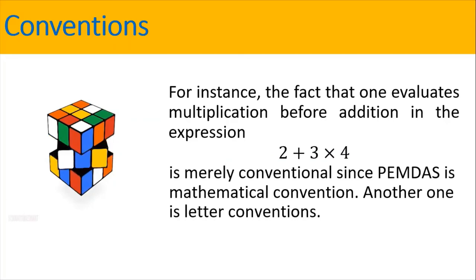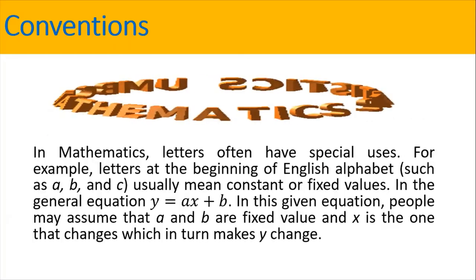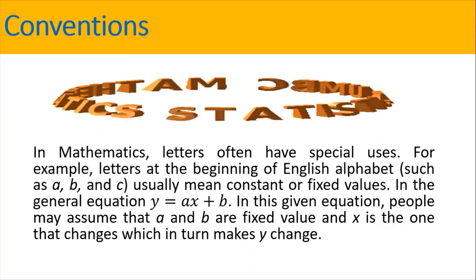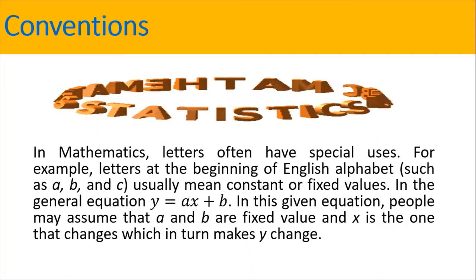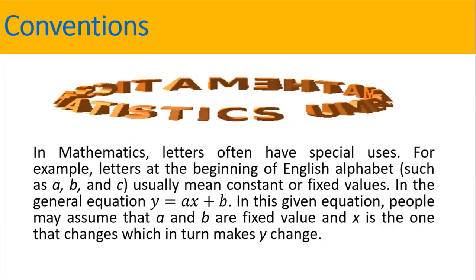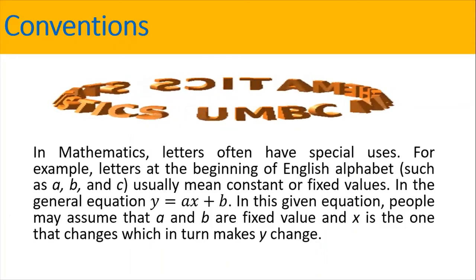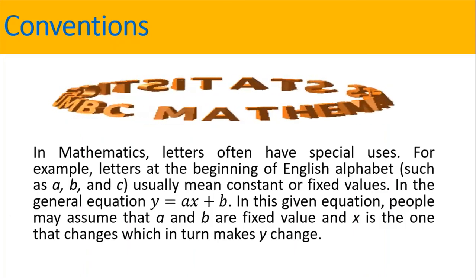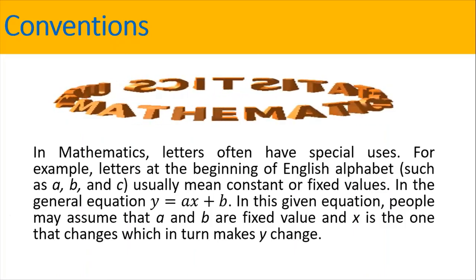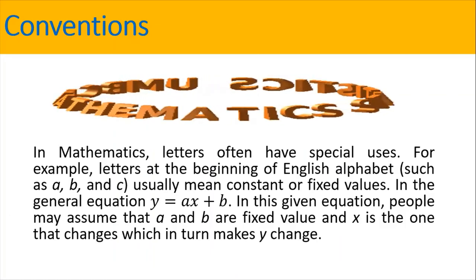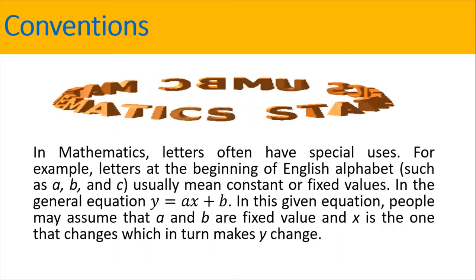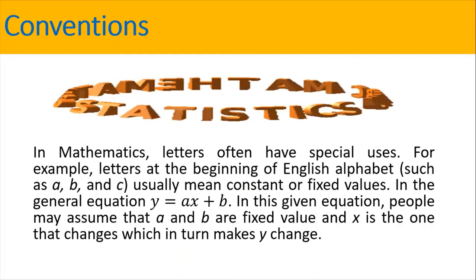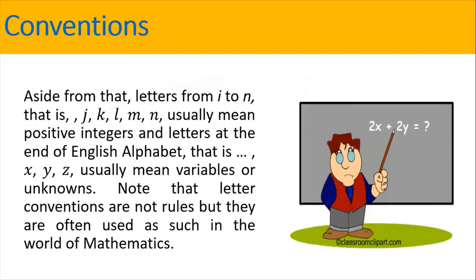Another one is letter conventions. In mathematics, letters often have special uses. For example, letters at the beginning of the English alphabet usually mean constant or fixed values. In the general equation y equals ax plus b, people may assume that a and b are fixed values and x is the one that changes, which in turn makes y change.